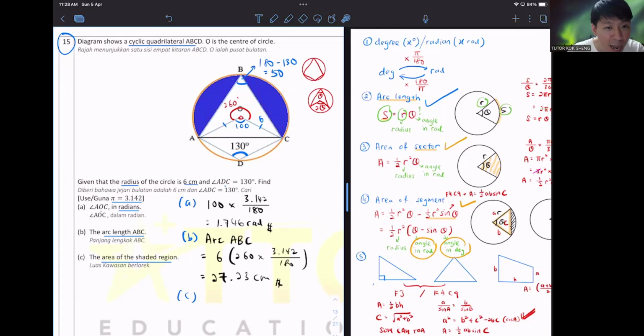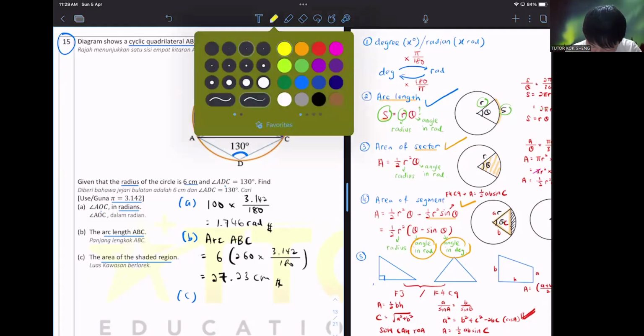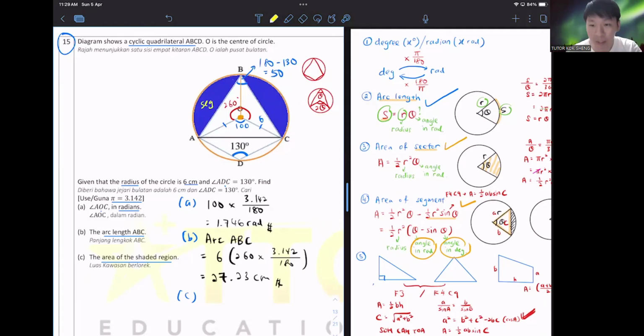So for this part, I think the picture here not complete yet. If you add on the straight line yourself, the blue color is actually center O, of course. But this part of the circle, this part of the circle. That's why for the blue color, yes, it is a segment. So you go for the segment formula only.